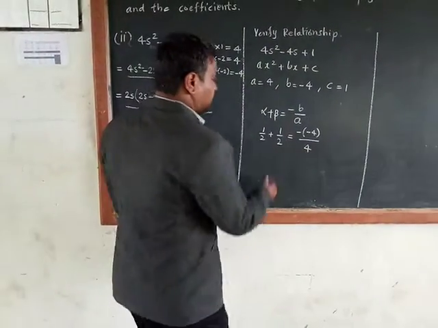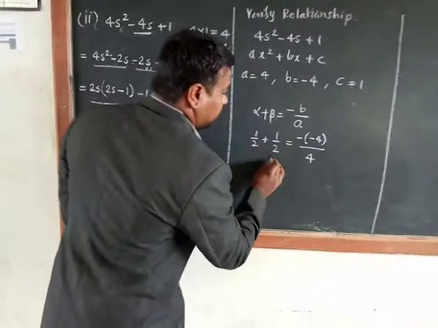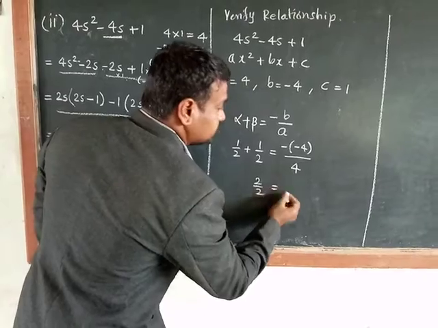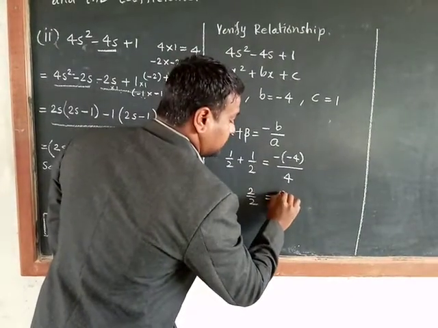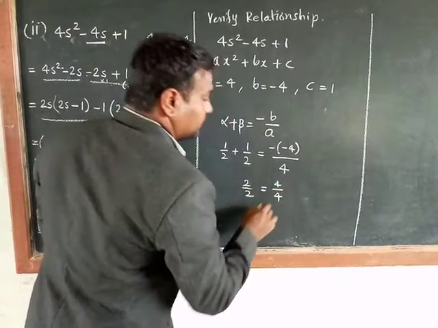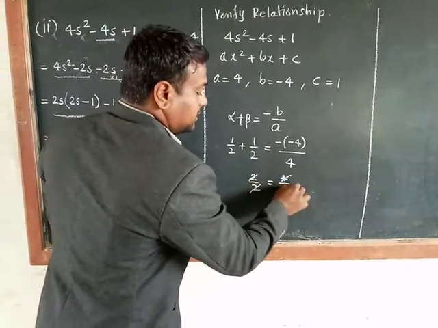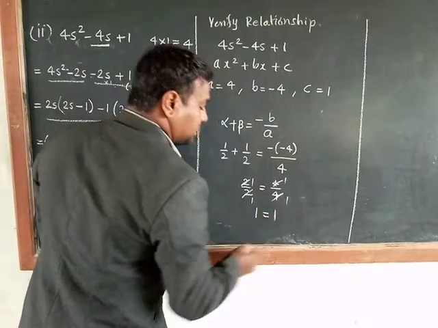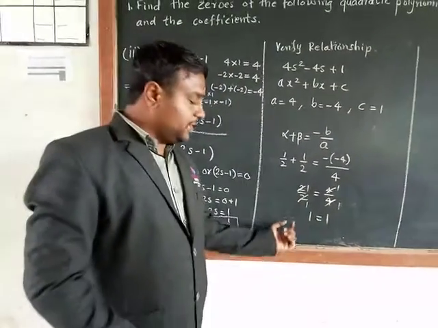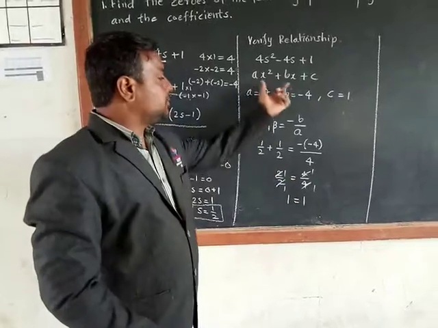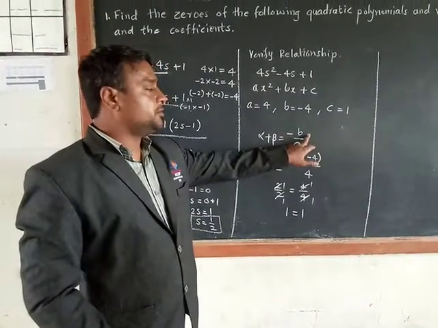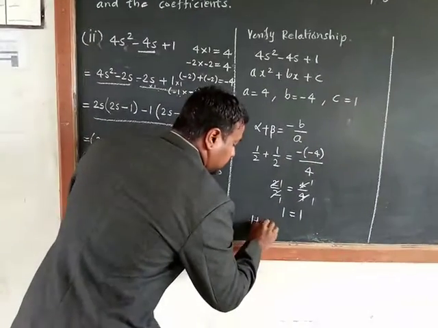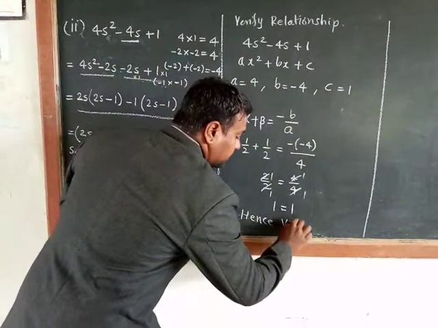So we solve here 1/2 plus 1/2, that is 2 upon 2, and here −(−4) is 4 upon 4. So cancel it out, 1 equals 1. So here we verified the relationship: the sum of the two zeros is equal to minus the coefficient of x divided by the coefficient of x². Hence verified.